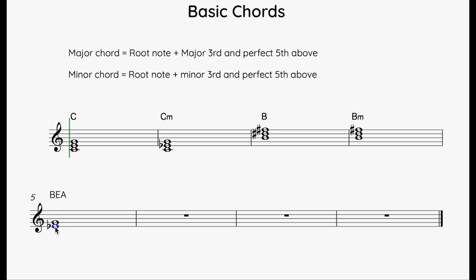Now we need the fifth. What's the fifth note above E? Let's count. Don't forget to count E as 1. E, F, G, A, B. So we need a B. Now what sort of B is it going to be? It's going to have to be a B flat. So E flat major has a B flat because Battle Ends And. Okay, so that will have to be a B flat.